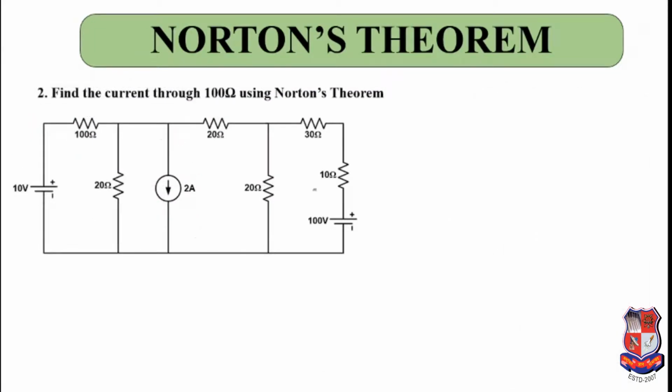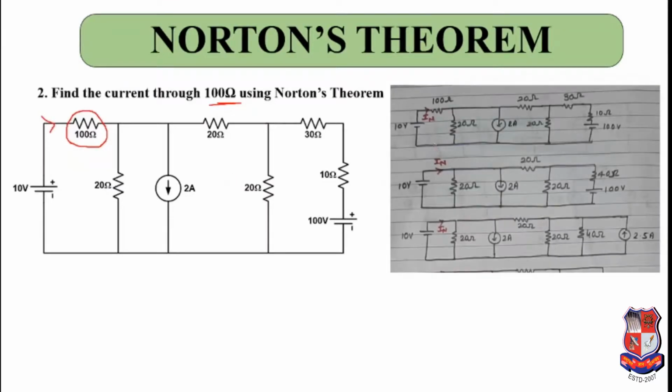So now in this circuit, this is a big circuit compared to the previous one. Over here you have to find the current through 100 ohms. So 100 ohms is over here, and you need to find the current over here.